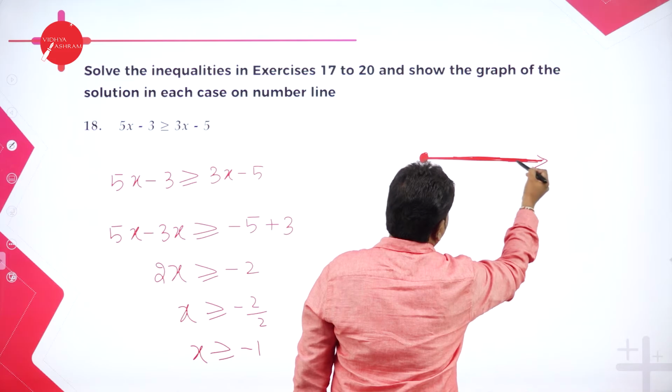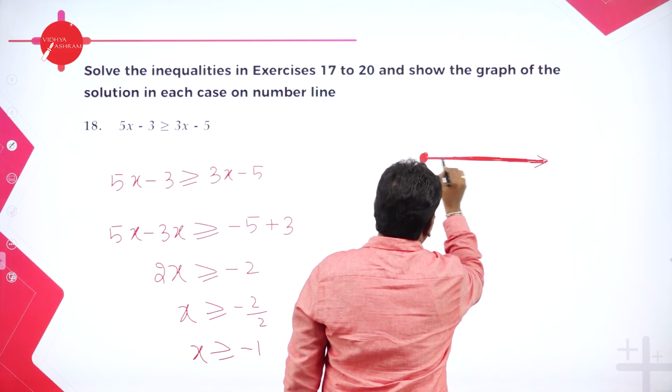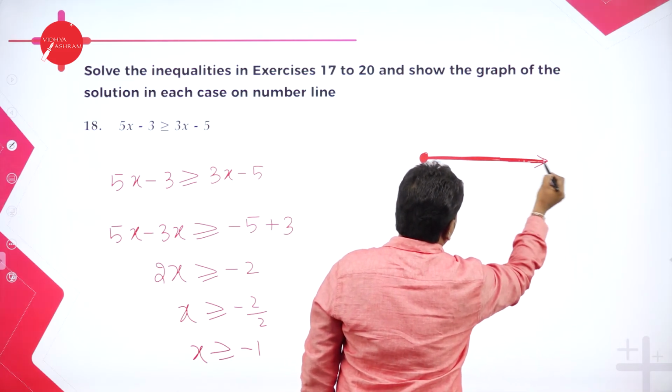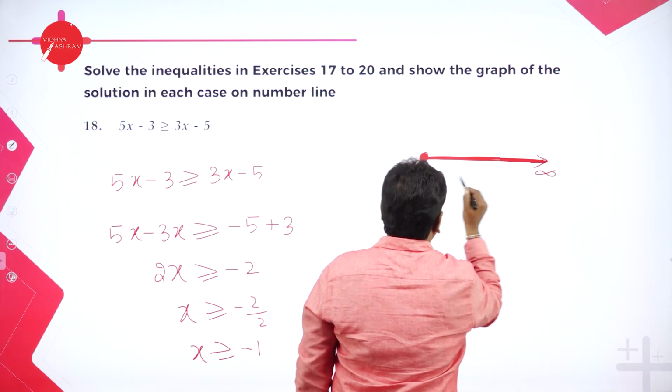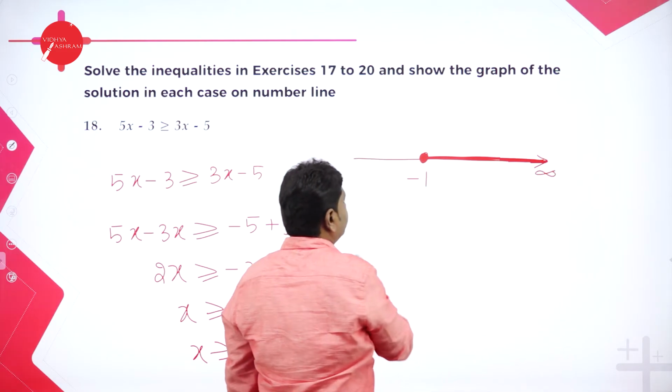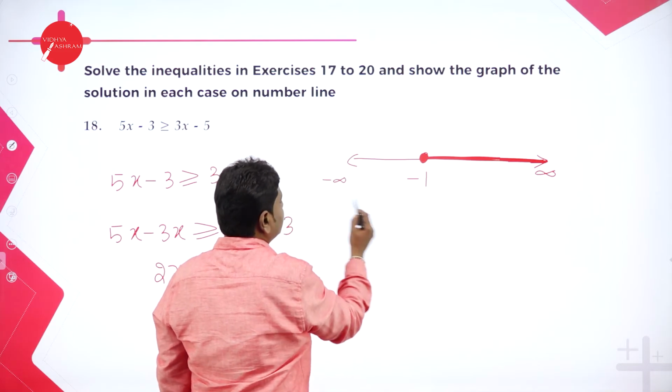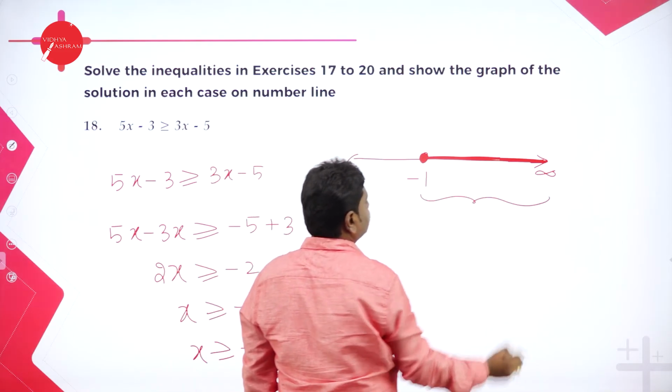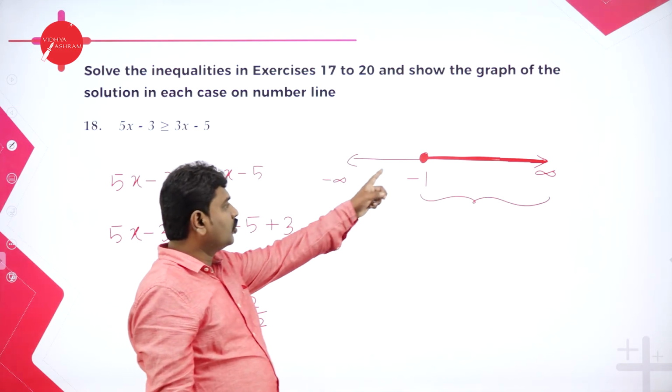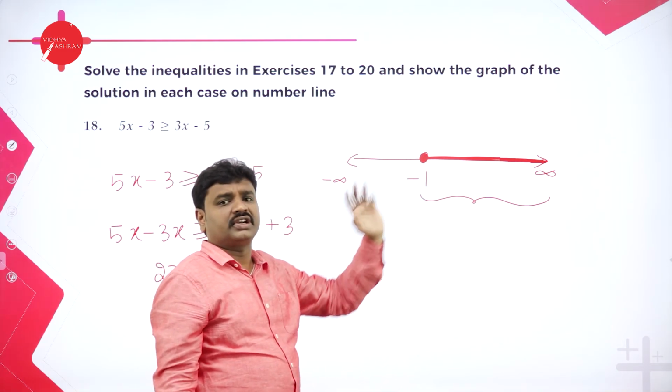The shading goes on. Greater means shade towards right till what? Positive infinity, and the left side will have a normal line. Here you have negative infinity. This is the solution region. Got it? So including minus 1, so dark bubble towards right.